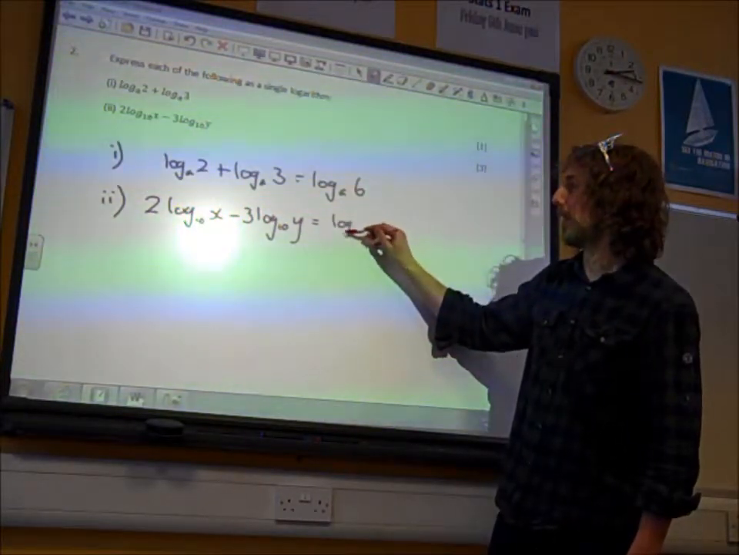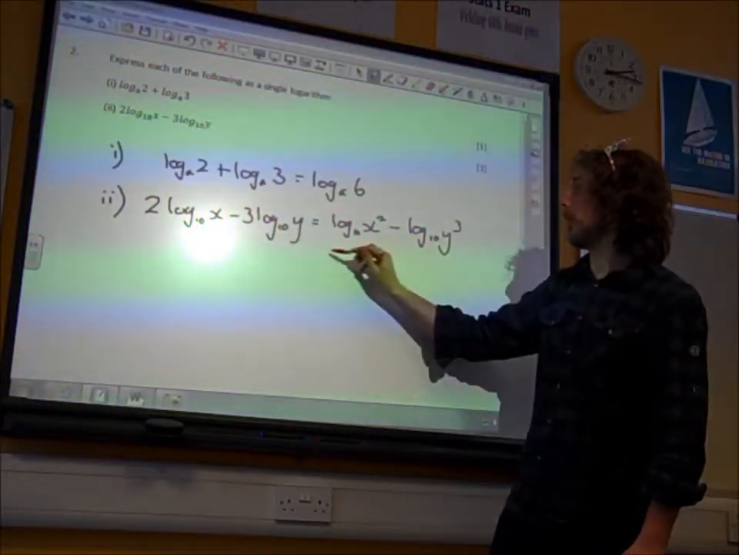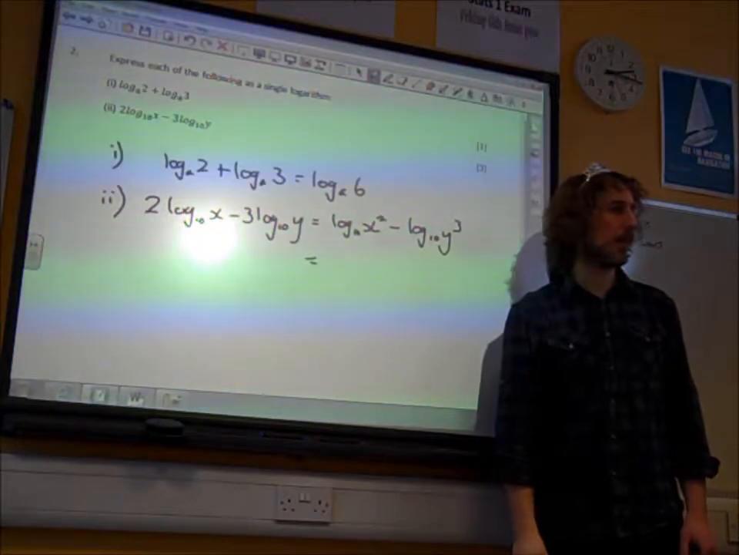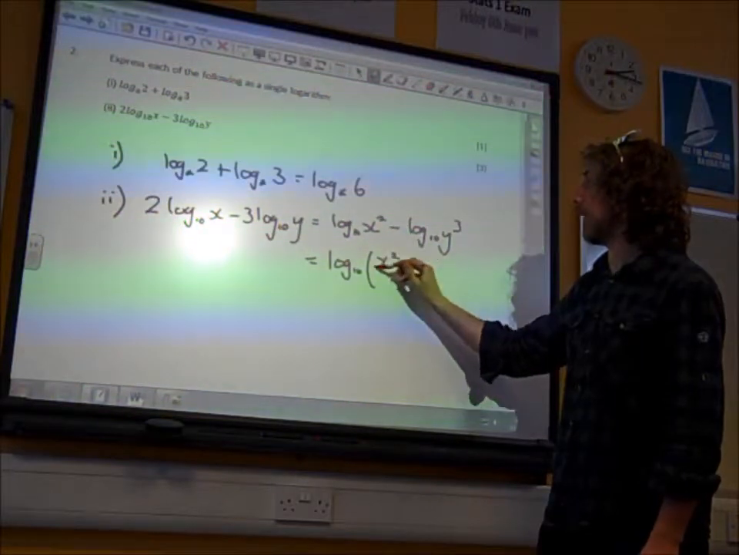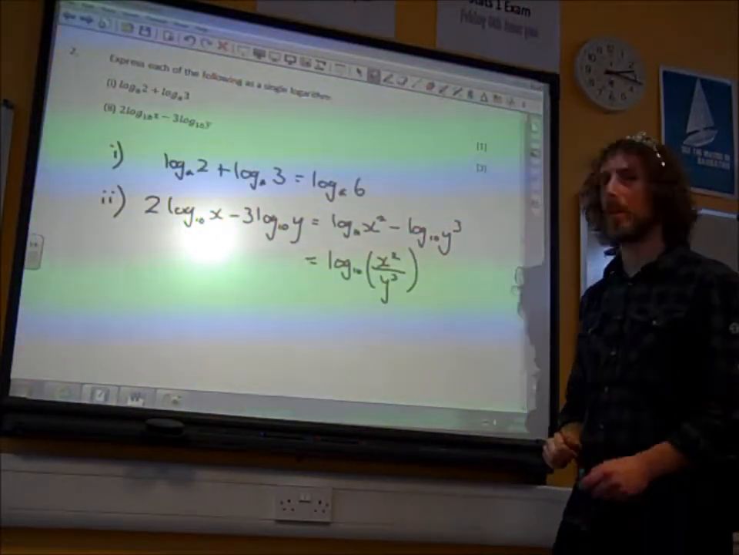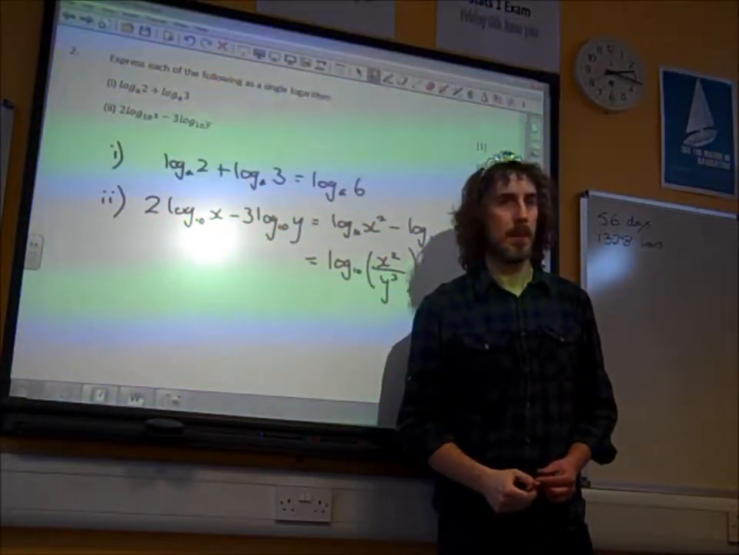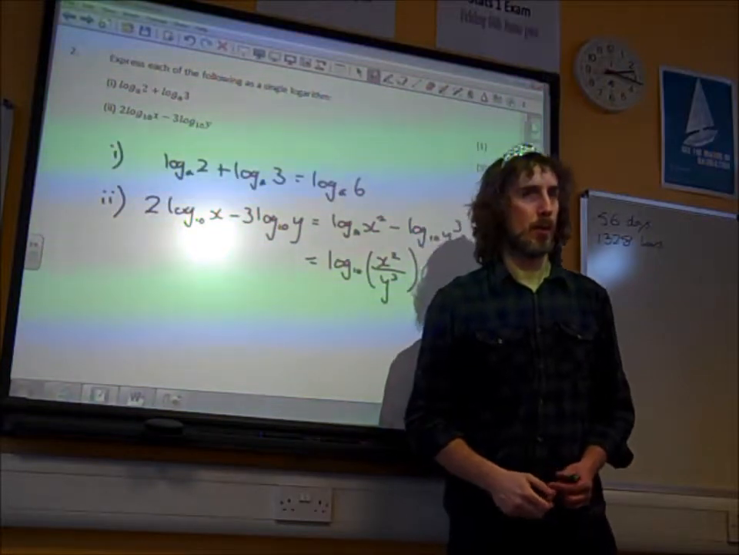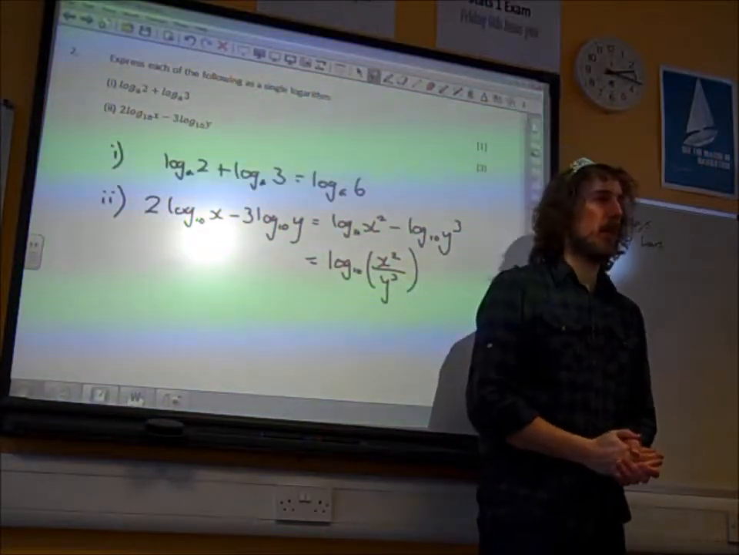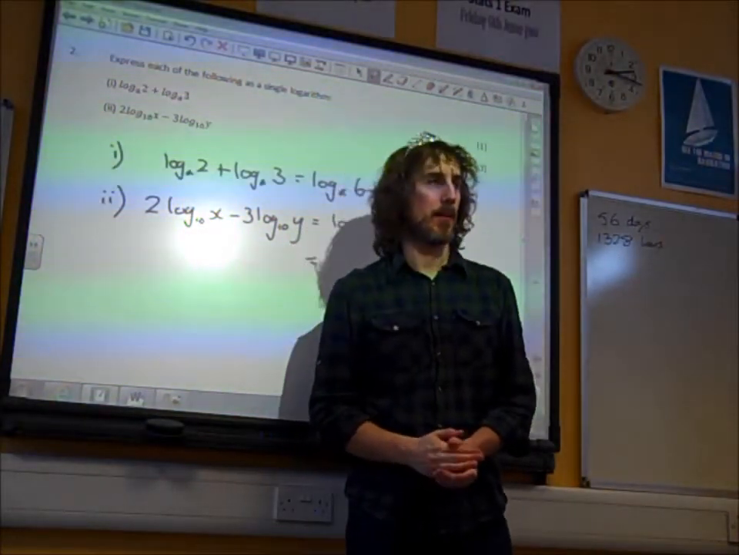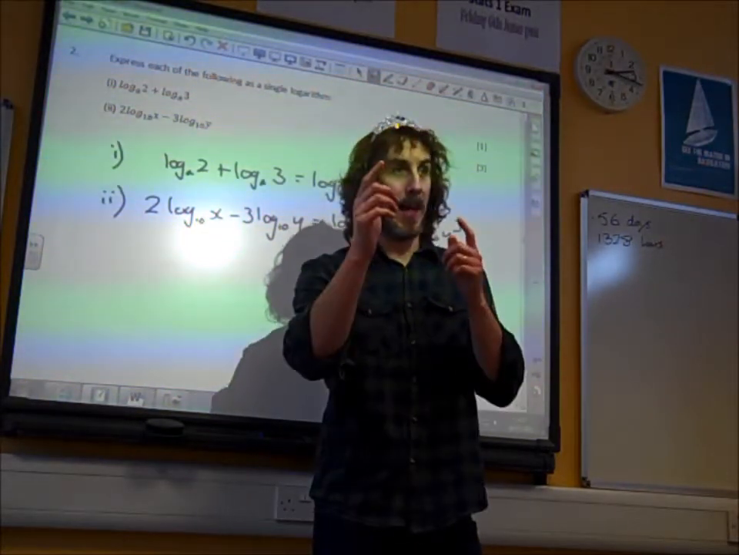So that's going to be log base 10 of x squared minus log base 10 of y cubed. Now we're subtracting, so when we subtract we divide the things in there. Log base 10 of x squared over y cubed, and that seems like quite a generous 3 marks, but there it is. Okay? Good. Any questions? Right. So that's the end of this royally grand video, and that's maths.